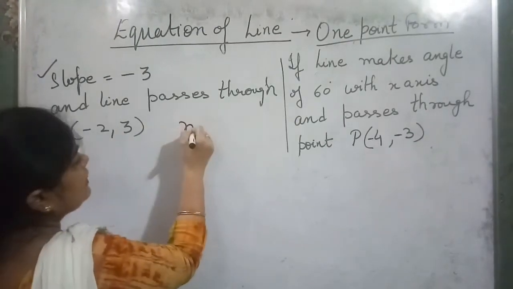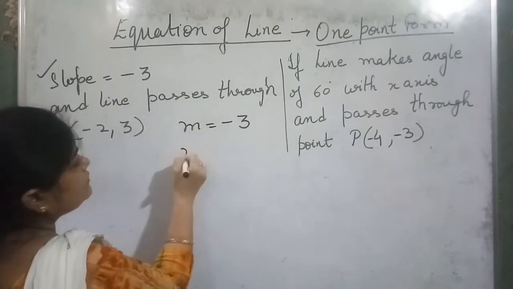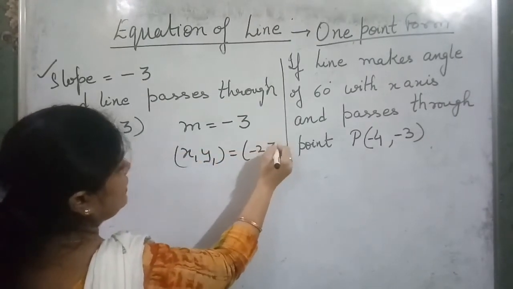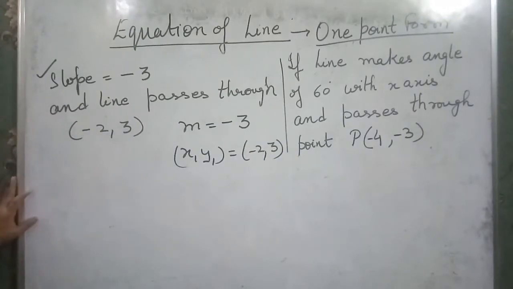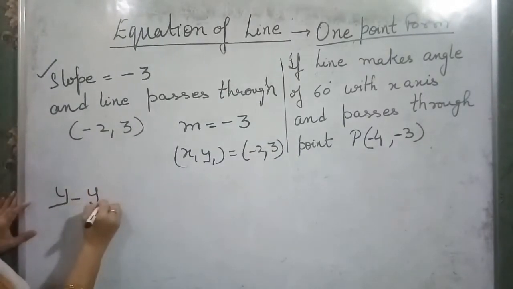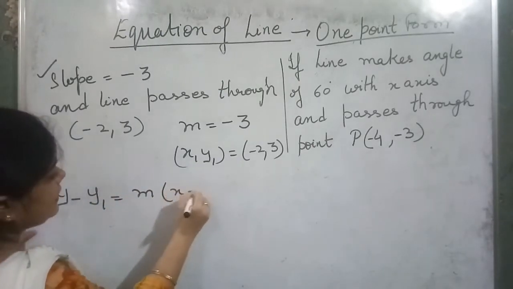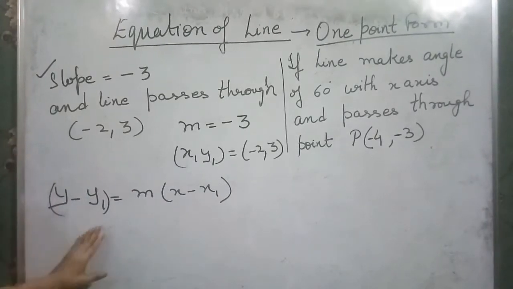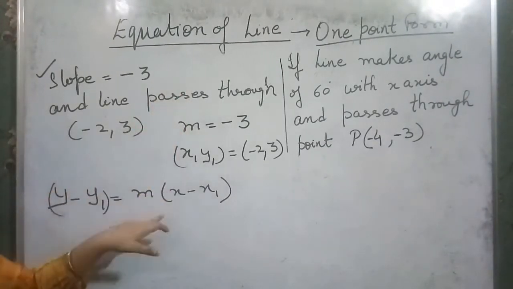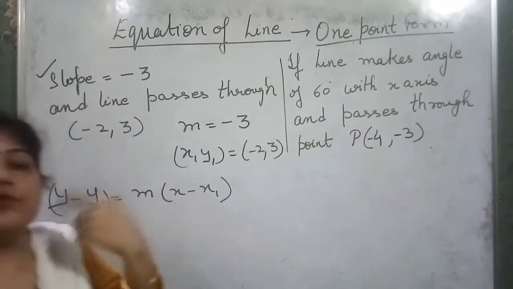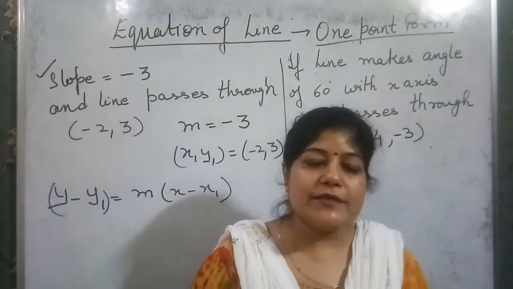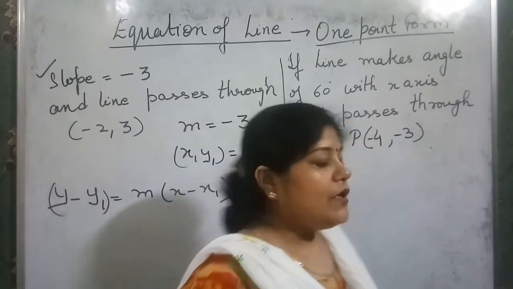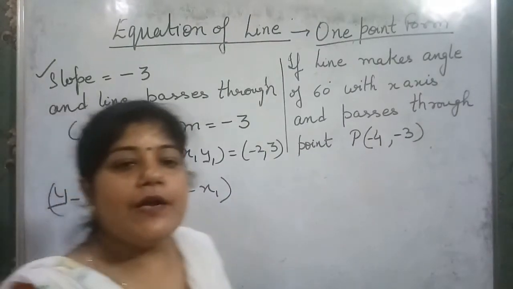So ultimately our m is equal to minus 3 and x1, y1 is equal to minus 2 and 3. Now I am using the formula y minus y1 equals m times x minus x1. Just remember this formula. This is the formula for the equation of a line in one-point form. And the formula which I told you earlier, y is equal to mx plus c, is the formula for the slope-intercept form.